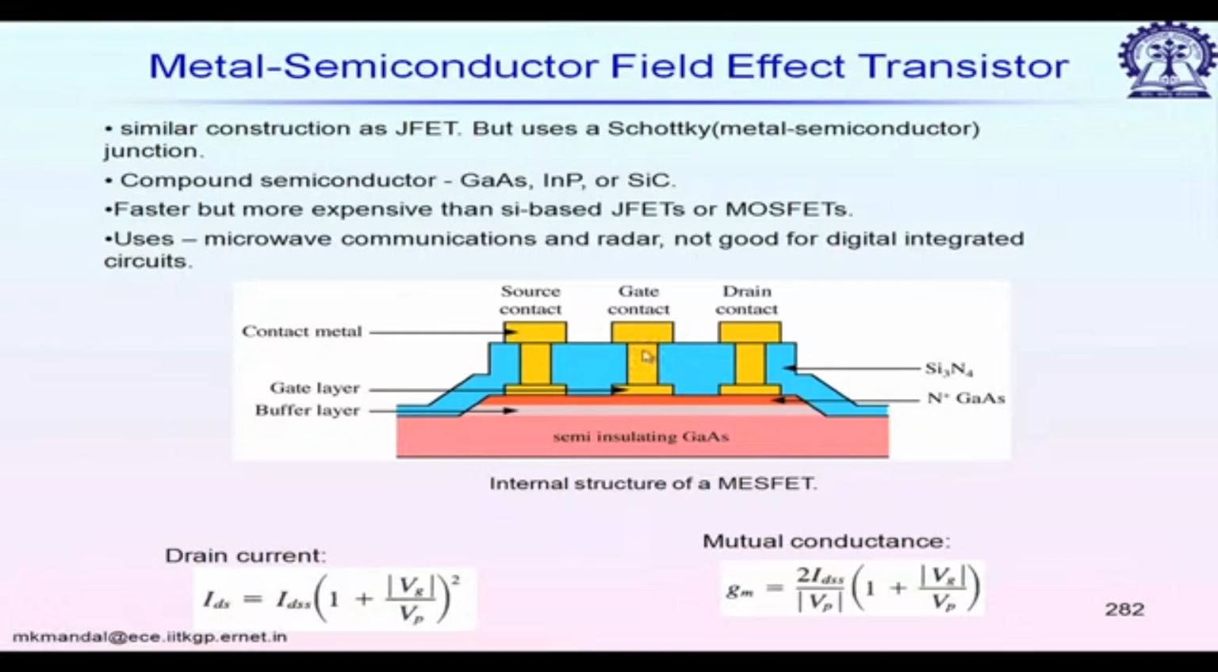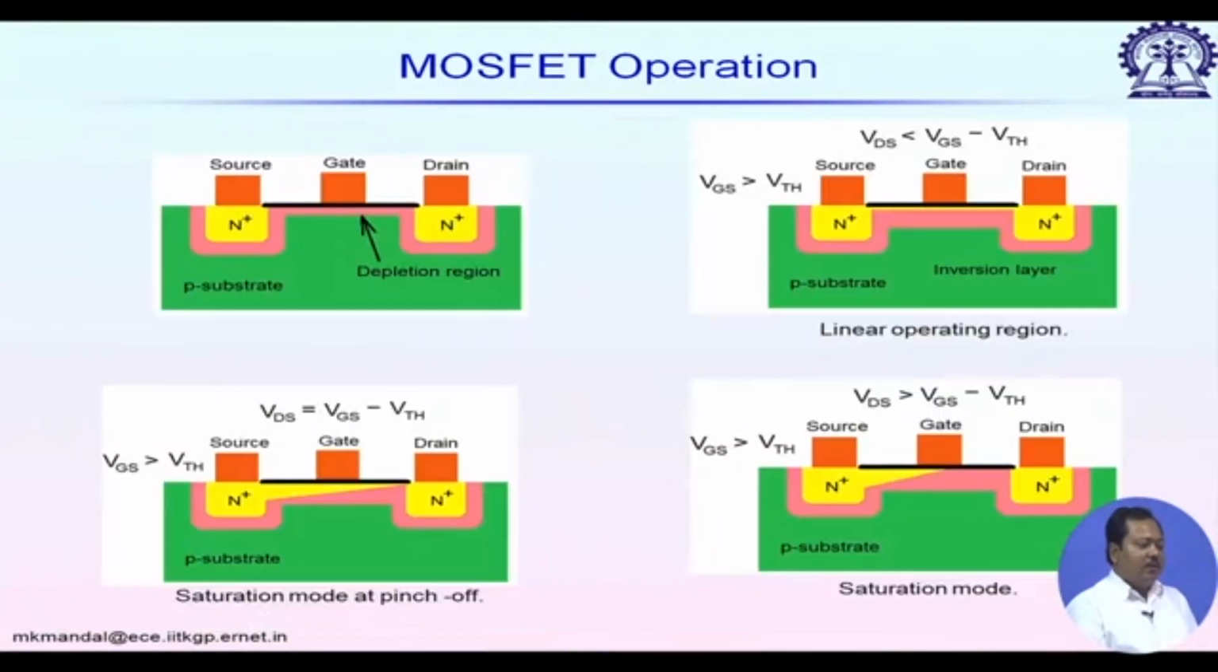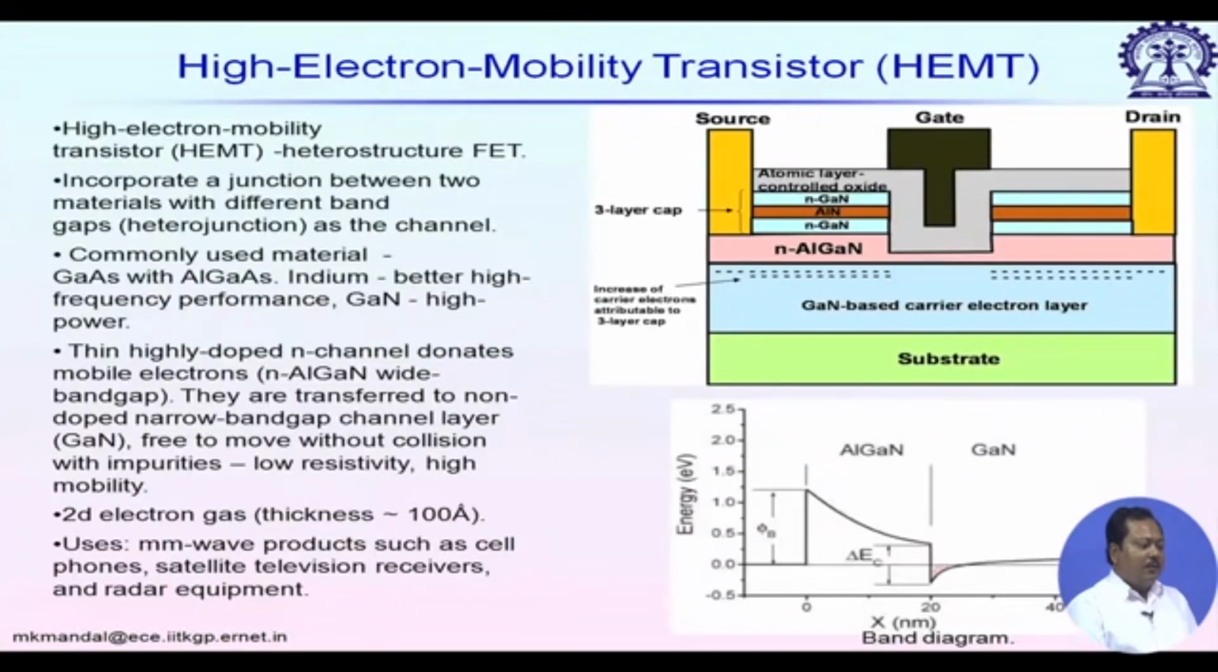Just below the gate we have an N plus gallium arsenide layer. There is no oxide layer, and it will give lower capacitance, and we can increase FT of the device, but it is not very popular, it has some other problems.